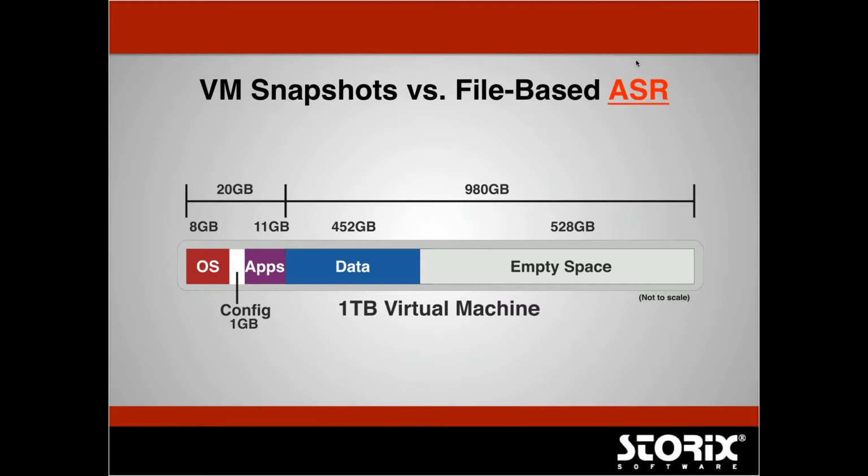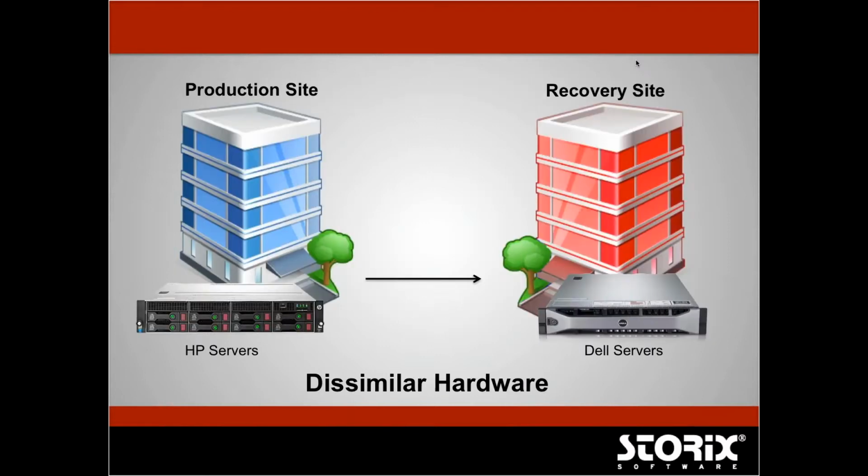And so that's where our file-based process comes into play, where you can selectively choose to say, you know what, I only want to back up the operating system, configuration files and applications, and I want to exclude all that user data. And I definitely don't want to pick up any empty space, which again, you have to get with a snapshot.